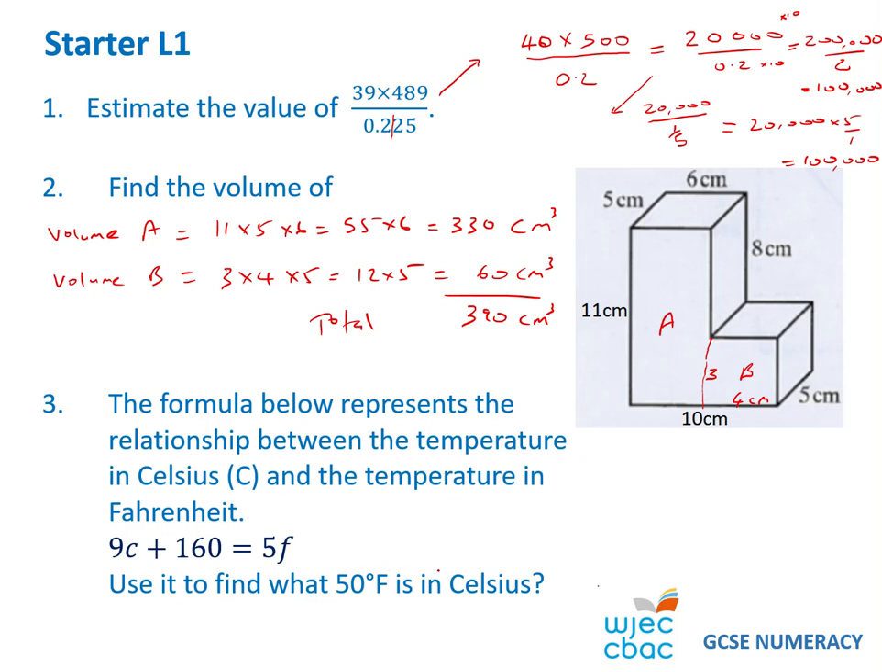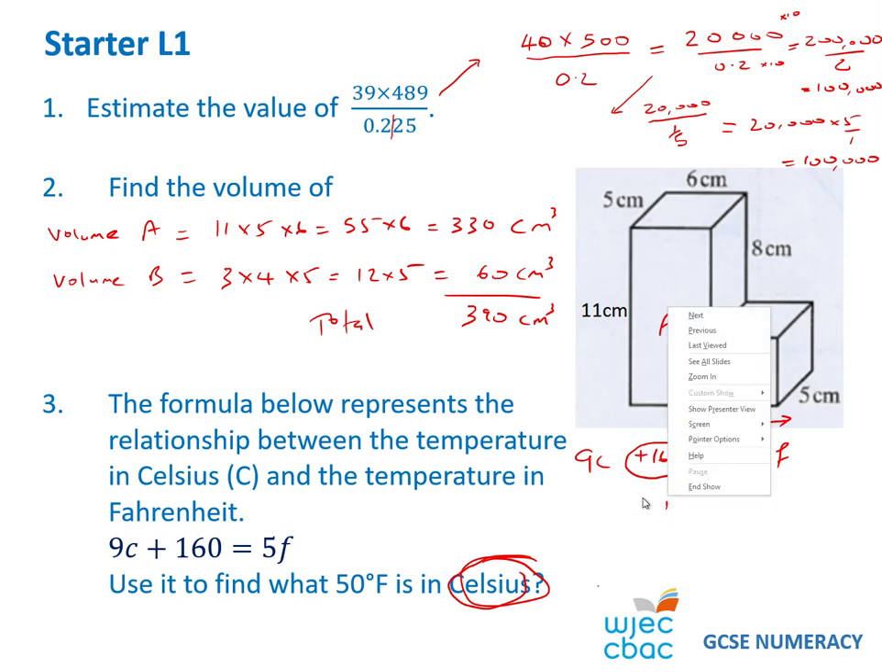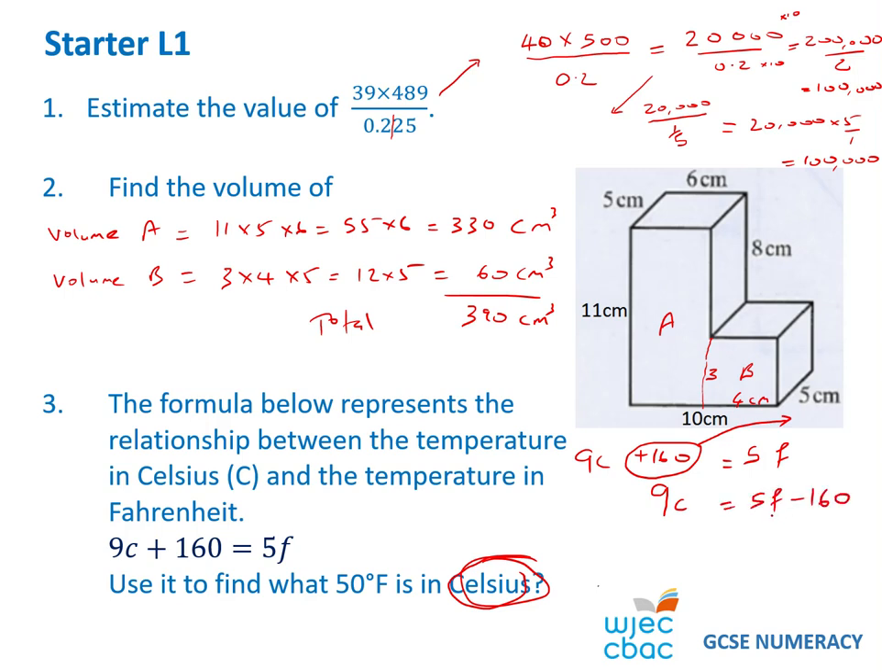And finally, on this one, I've got 9c plus 160 equals 5f. So I want to find the Celsius, when f is 50. So I need to find c. So if 9c plus 160 is equal to 5f, I take my plus 160 and I float it over the other side. So on the other side it becomes minus. So 9c is equal to 5f minus 160, and so c is equal to 5f minus 160 divided by 9.